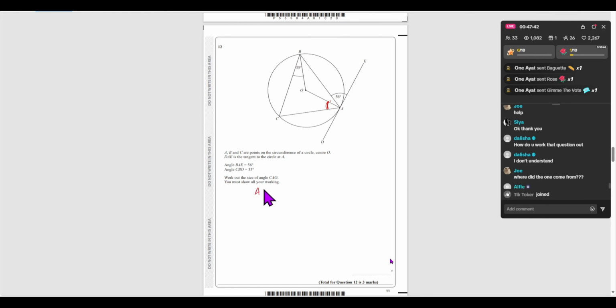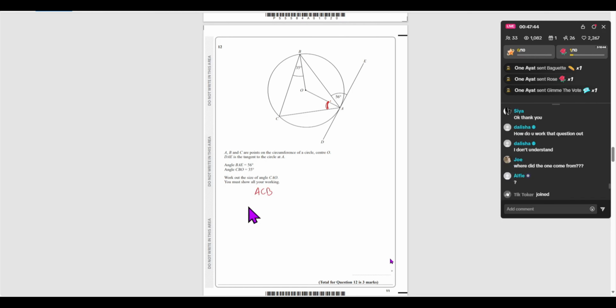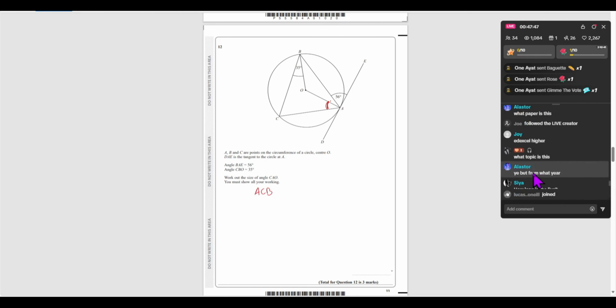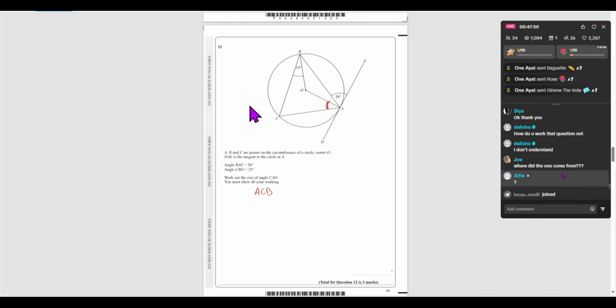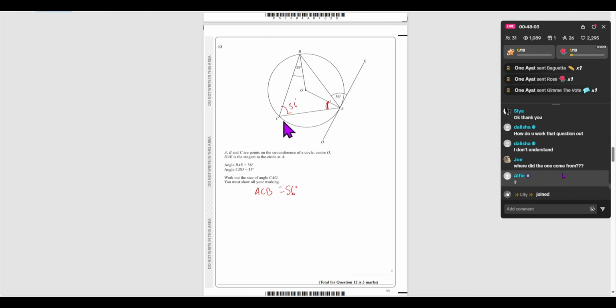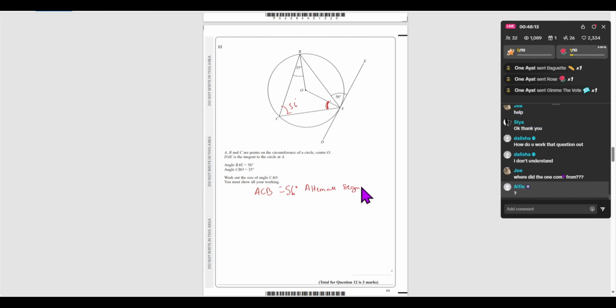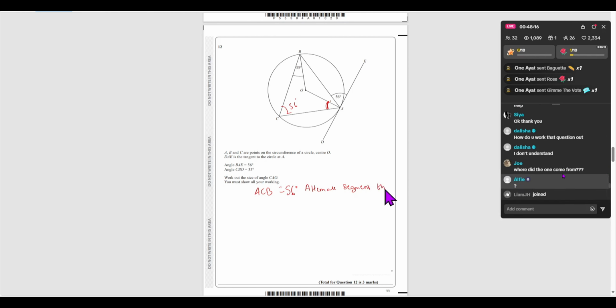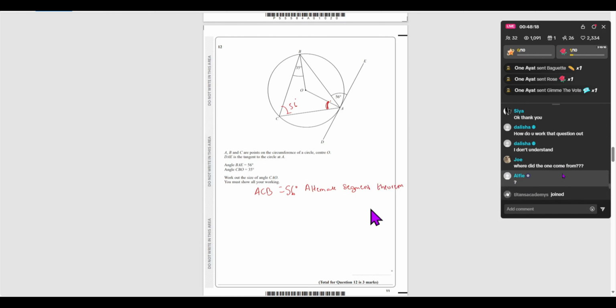So angle ACB is equal to 56 degrees. Now why? Where's angle ACB? This angle right here will be equal to 56 degrees because of the alternate segment theorem.